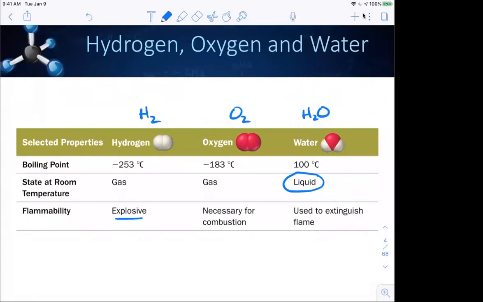Now look at some properties. Hydrogen is explosive. If I put this in a balloon and I poke it with a burning poker, I'm going to get this big, huge pop and flame. Oxygen is actually necessary for combustion. I have to use oxygen in my gas tanks and in my heater at home in order to combust the various sources, gasoline or oil or natural gas or whatever you have, in order to burn that. And then water actually can be used to extinguish flames depending on the source of the fire.